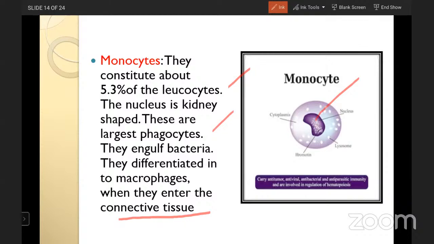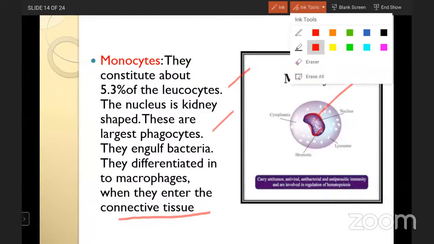So they constitute about 5.3% of the leukocytes. The nucleus is kidney shaped, and they are the largest phagocytes, engulfing bacteria. They differentiate into macrophages when they enter the connective tissue. Especially, how can we recognize them? By the kidney-shaped nucleus. They are large in size when compared with the other leukocytes. Okay, so these are the points regarding the monocytes.